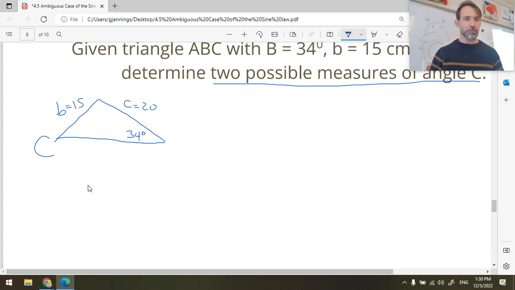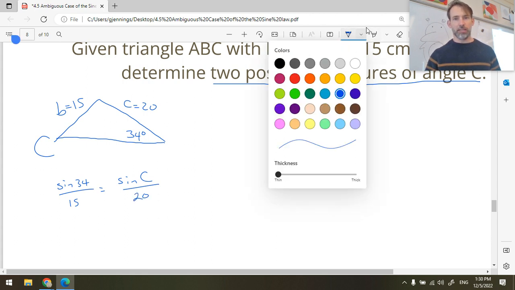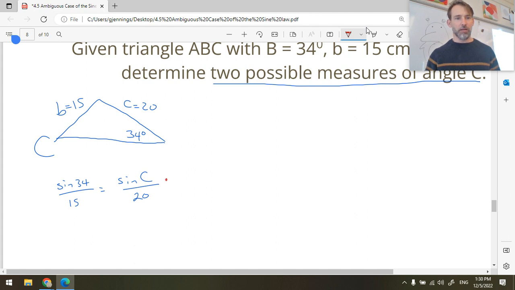What are we trying to find? Angle C. So let's do this one here. We would say sine 34 over 15 is equal to sine C over 20. Multiply both sides by 20. Then we get 20 over 15, which reduces to 4 over 3. So 4 over 3 times sine 34 equals sine C.